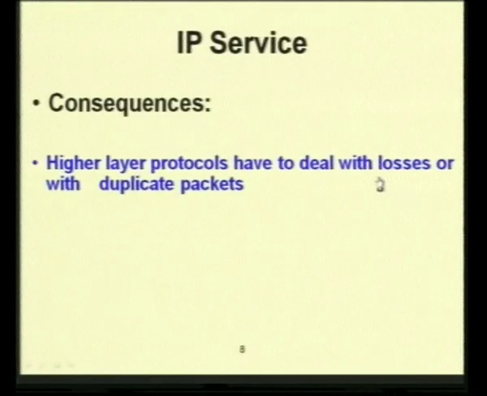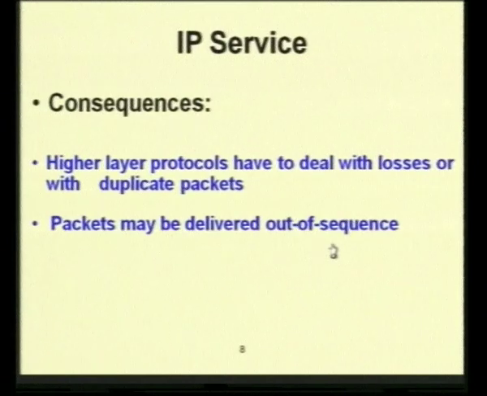Now, because of this unreliable, connectionless and best effort model, let us first look at what the consequences are. The consequences are that the higher layer protocols have to deal with losses or with duplicate packets. We will actually be seeing that the TCP protocol, which is running at the transport layer, does exactly this. It will deal with losses and with duplicate packets. Packets also may be delivered out of sequence, which is typically handled by the higher layer protocol.